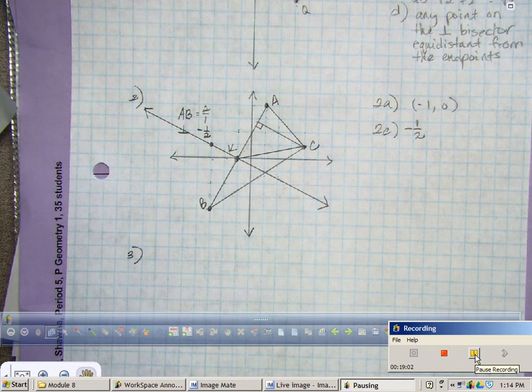Go to the other endpoint. There's an arc. And there's an arc. You see it? There's another perpendicular bisector. All right, now what do you want me to do with it?